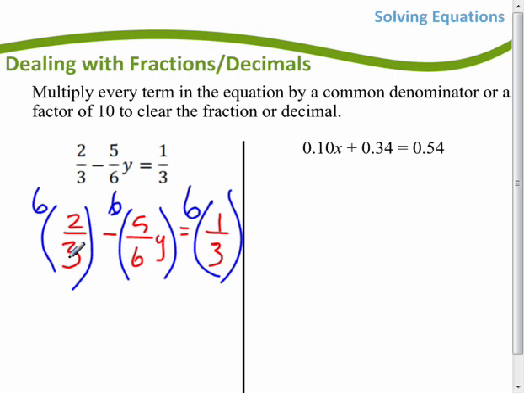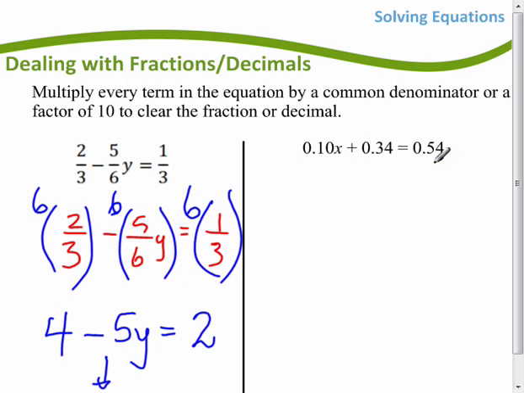6 times 2 is 12, divide 3 is 4. Notice no fraction. Minus 6 5s are 30, divide 6 is 5, so I get 5y is equal to 6 divided by 3 is 2. Suddenly I have an equation that doesn't have any fractions. Now I can go ahead and solve that using addition principles, multiplication principles, etc. I won't, I just wanted to show you this part here.